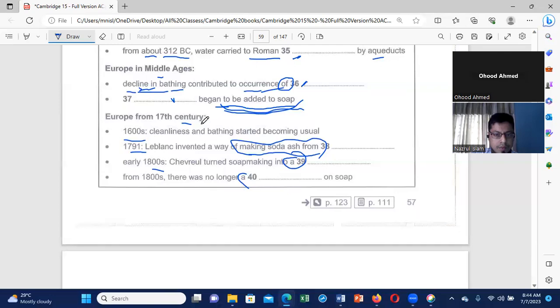A major step toward large-scale commercial soap making occurred in 1791, when a French chemist, Nicolas Leblanc, patented a process for turning salt into soda ash, or sodium carbonate. Soda ash is the alkali obtained from ashes that combines with fat to form soap. The Leblanc process yielded quantities of good quality, inexpensive soda ash.